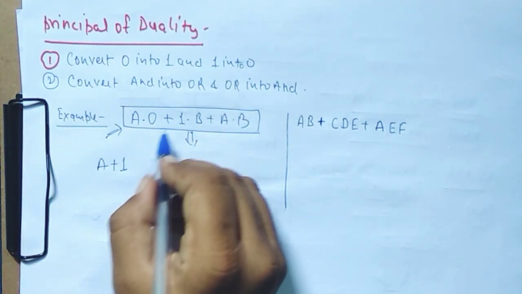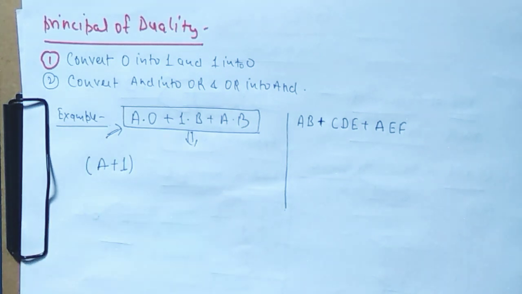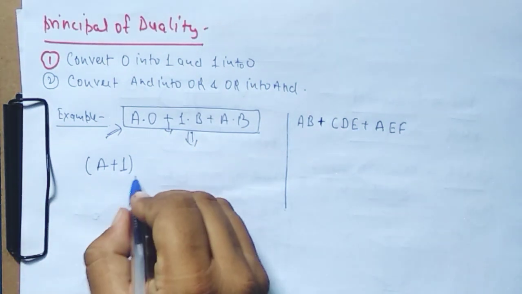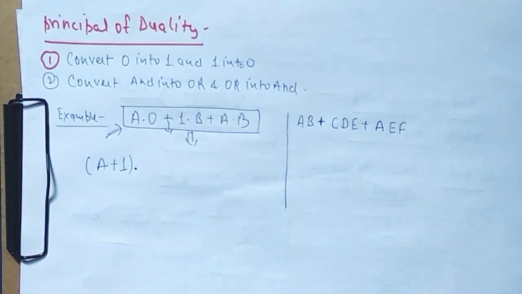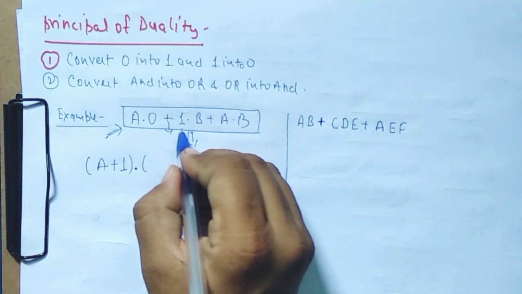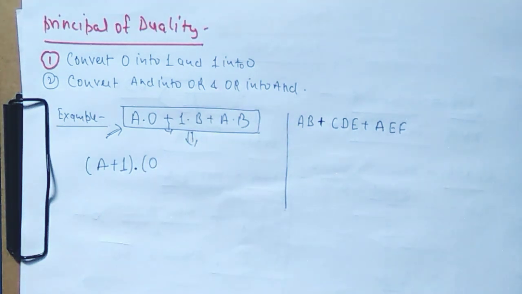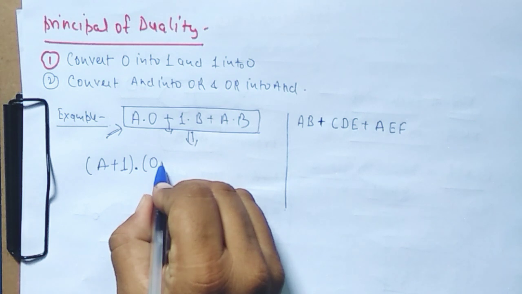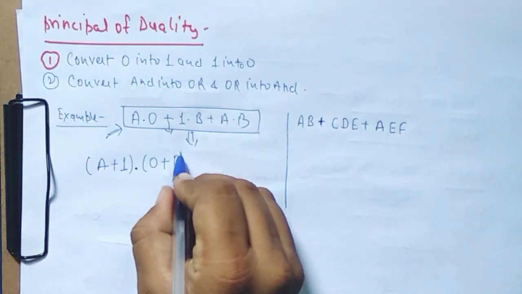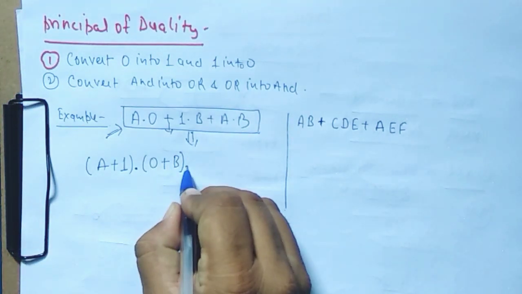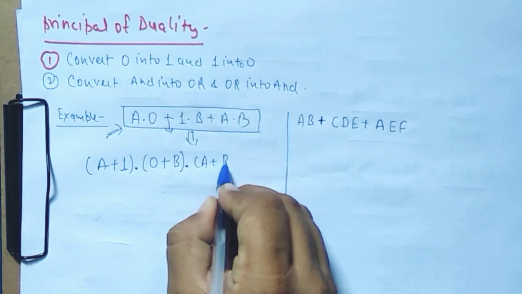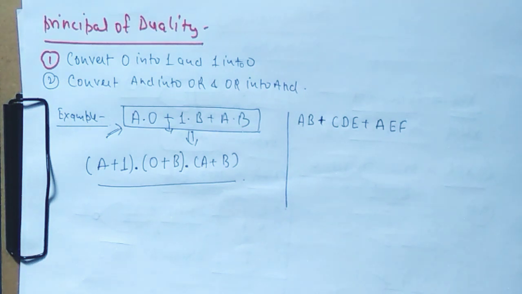Now this is plus. This plus will be converted. I will use a bracket here. This is OR. OR will convert into AND, so it will be dot. Now this is 1. I will start the bracket again. This 1 will be converted into 0. Now this is dot. Dot is AND and will be converted into OR. And this is B. Again I will close the bracket. This is plus. Plus will be converted into dot. Now this is A. This is dot. This will be converted into plus. So this is the dual of that expression.